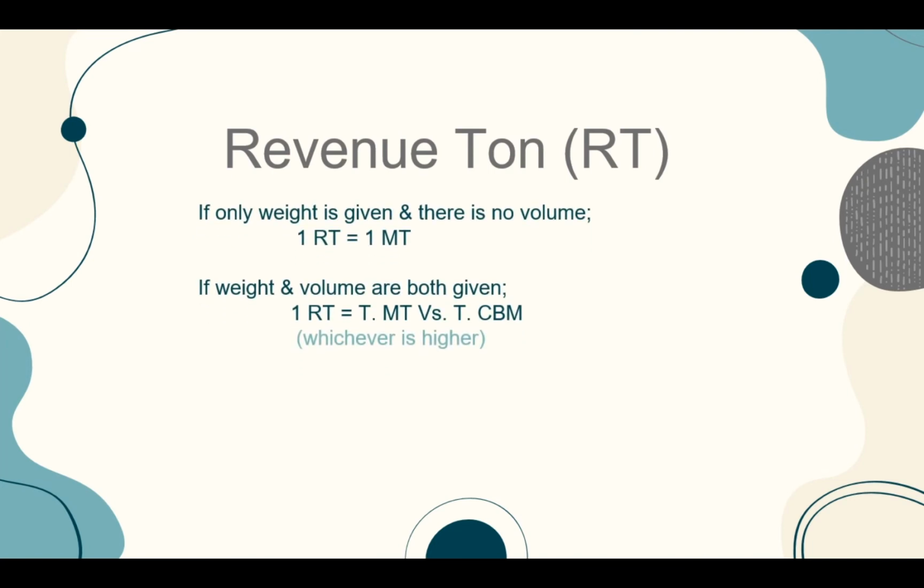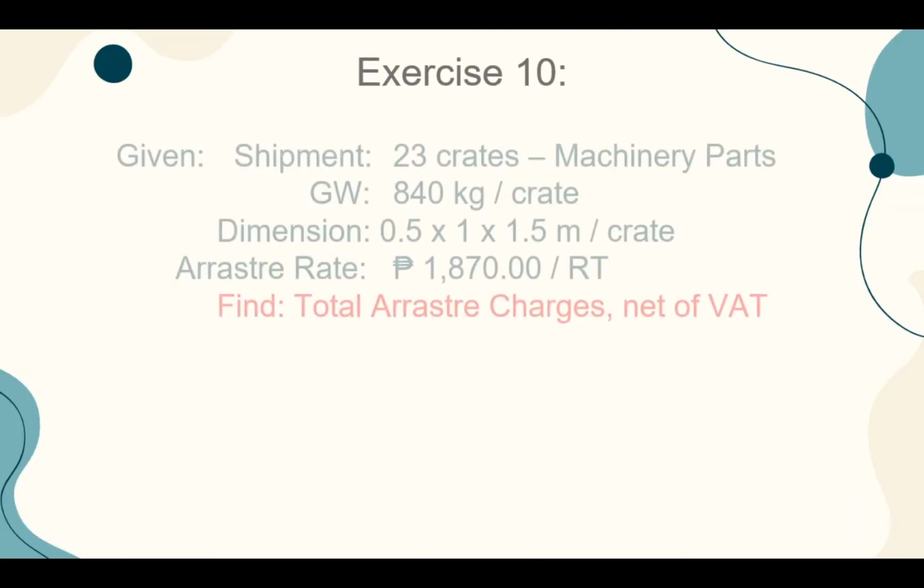So, if only weight is given and there is no volume, 1 revenue ton is equal to 1 metric ton. If the weight and volume are both given, 1 revenue ton is equal to the total metric ton versus the total CBM, whichever is higher. So, let's go to the exercise.